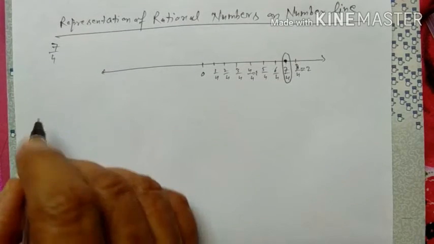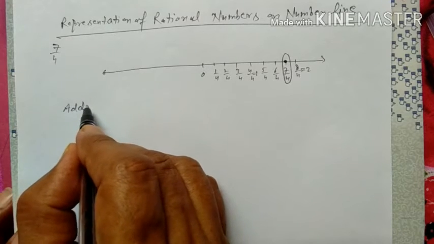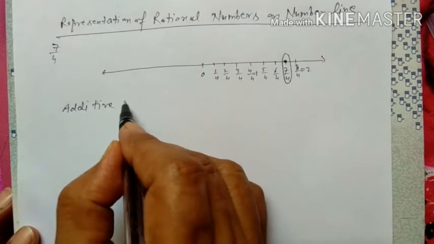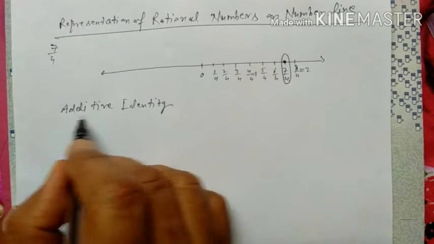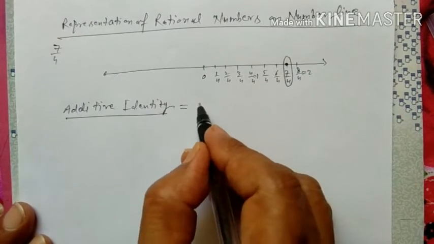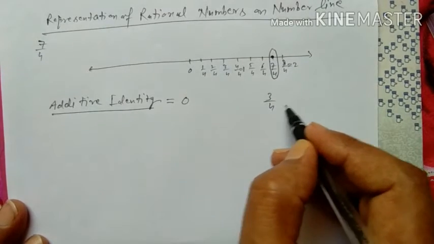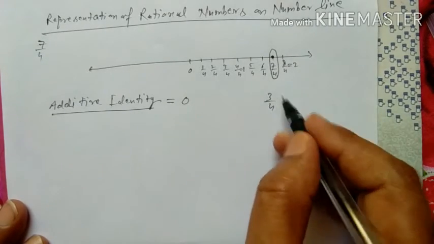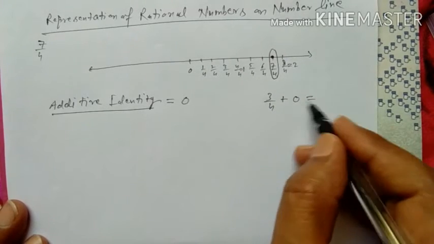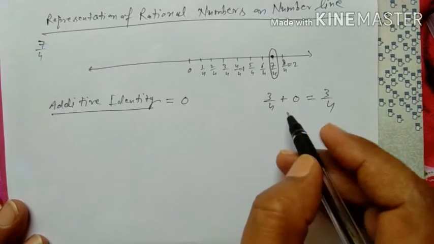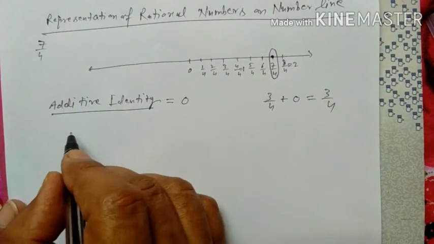Now, additive identity. Additive identity is 0. Why? When you add 0 to any number, suppose 3 by 4 is a rational number, you add 0, then the result will be 3 by 4. There will be no change. So 0 is known as additive identity.